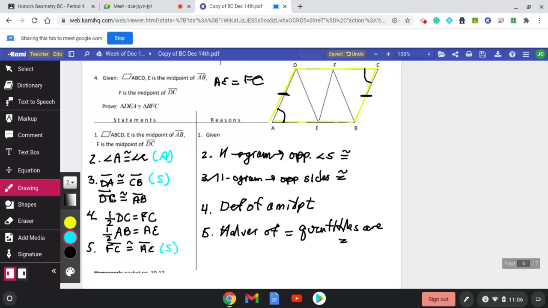Be prepared for one on the homework tonight: halves of equal quantities. This is why we're doing number 4, so you can look back at it and not leave it blank. So we got triangle DEA congruent to triangle BFC. This method's not bad at all. There's no question about it. Side, angle, side. So watch out for that tonight on the homework. There will be a question regarding two midpoints again.